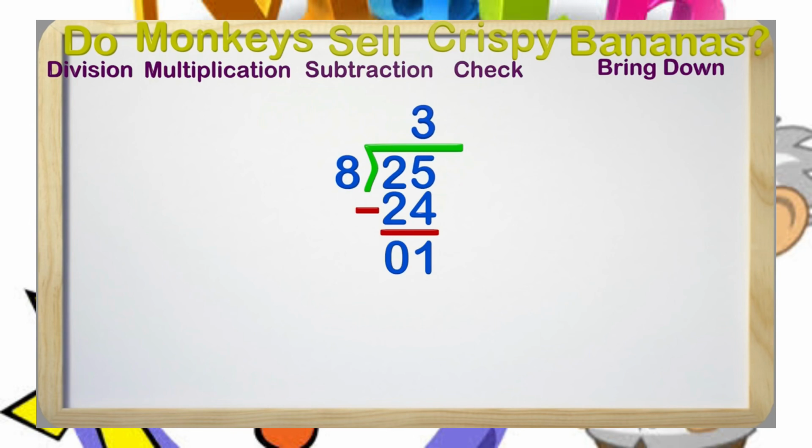The last step is to bring down, but there is nothing left to bring down. The question is, what do we do with our leftover or remainder? We will take this number 1 and put it up here with our answer. The letter R means remainder, and the 1 is what was remaining after solving the problem. So the quotient or answer is 3 with a remainder of 1. We now know that 8 goes into 25 3 times with a remainder of 1.